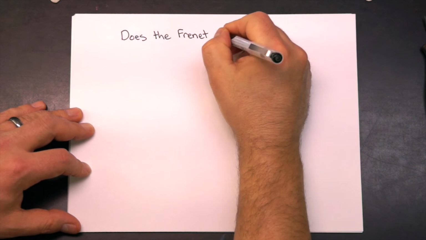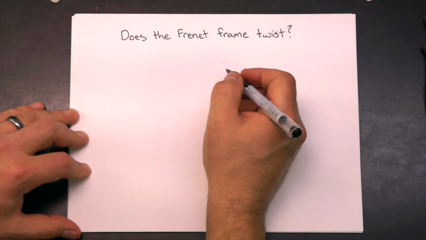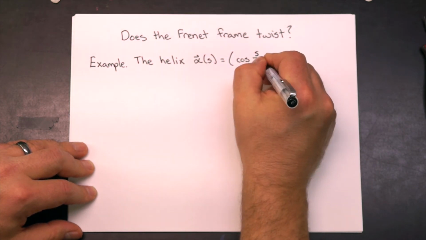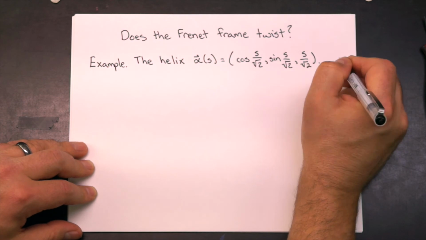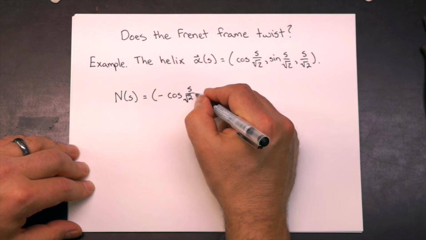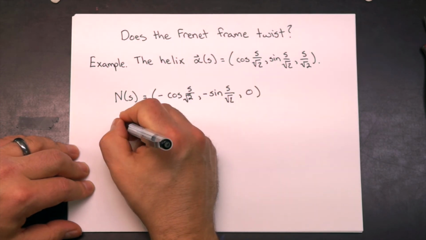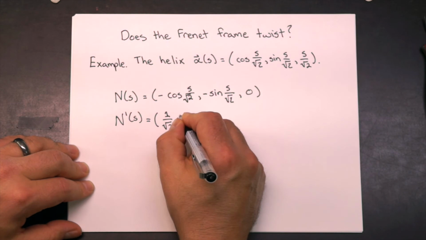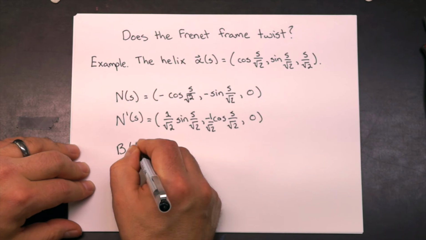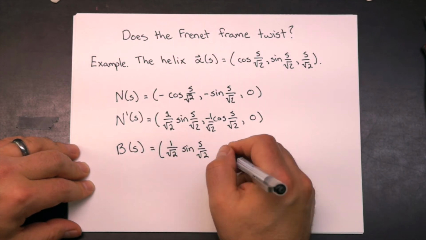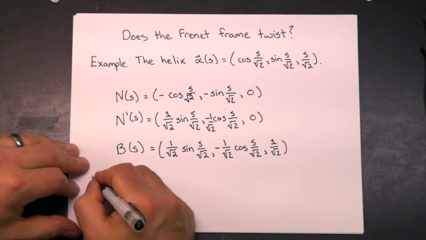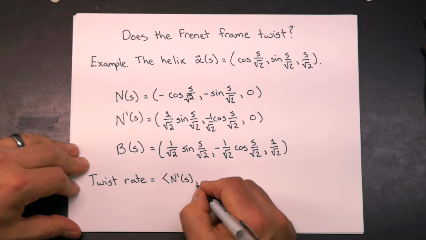Now we're going to think about something a little bit subtle. Does the acceleration frame have a twisting component? It's a good idea to do an example. Remember that we parametrized the helix, and we worked out its normal vector. It's not hard to take the derivative of these functions. And we knew the binormal vector as well. Now we need to go ahead and take the dot product of N prime and B.